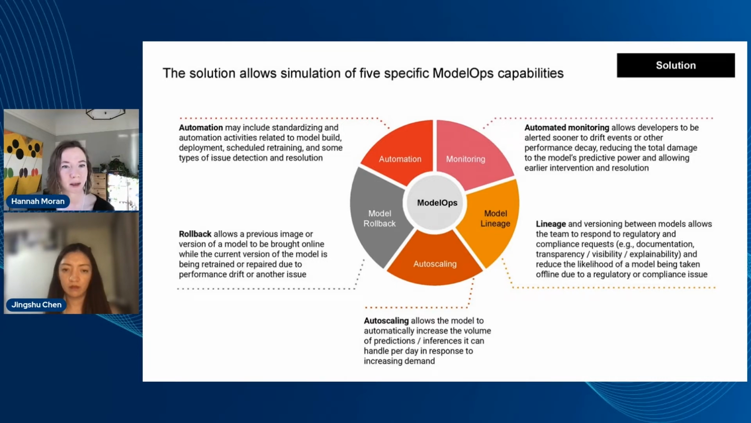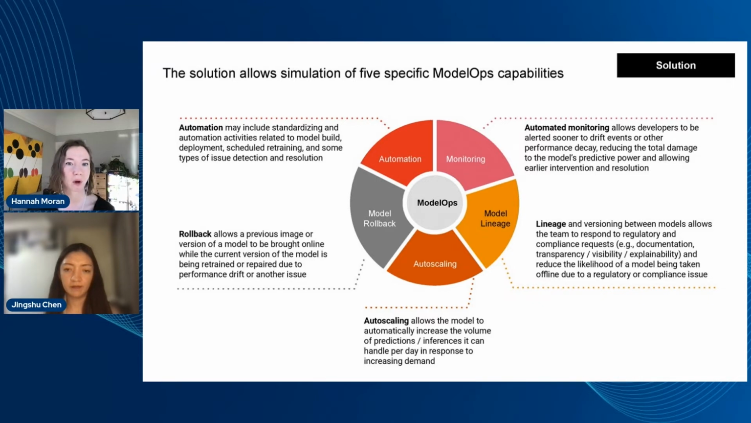Auto-scaling, pretty self-explanatory. The growth of the usage over time with the model could maybe eventually exceed the capabilities of the infrastructure to serve that volume of predictions. If we implement some auto-scaling capability, that allows us to automatically increase the capacity and capture those additional predictions.